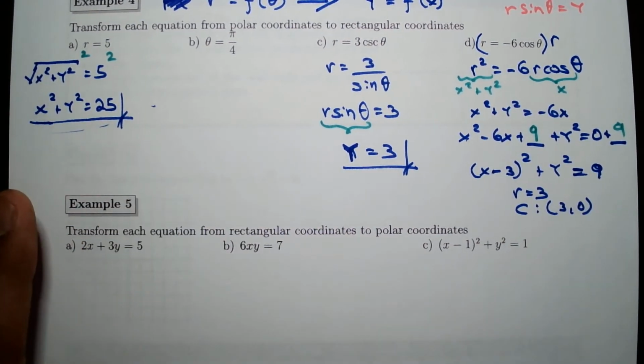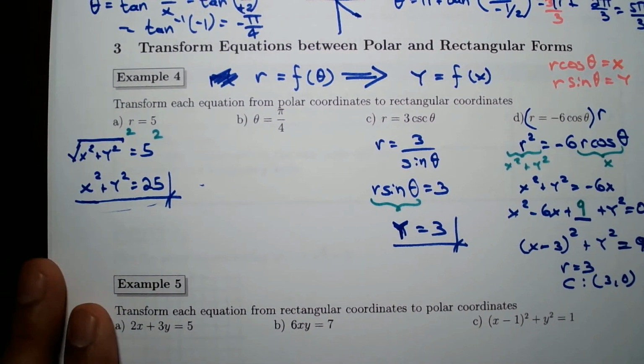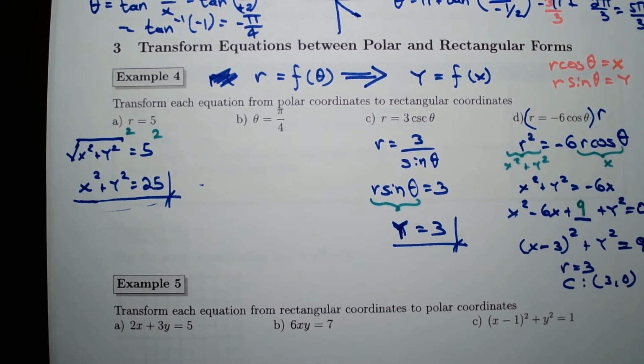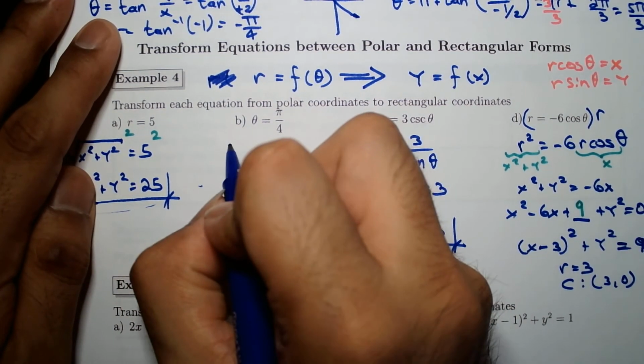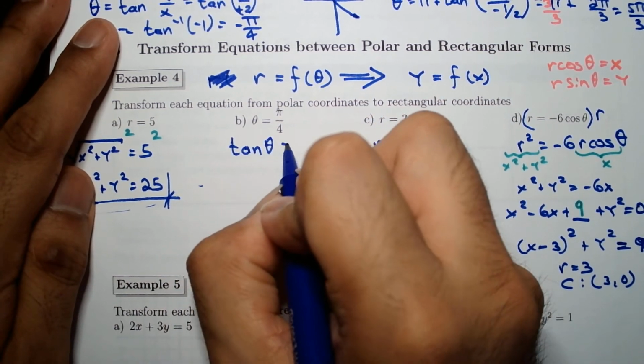Okay, let's look at this one right here. For letter B, we have theta only, so what can we do about it? We don't even have a trigonometric function to begin with. That's a big problem here. However, we can introduce a trigonometric function. I know it's not necessarily the easiest one, but I'll tell you why it's the easiest. I'm going to take tangent on both sides.